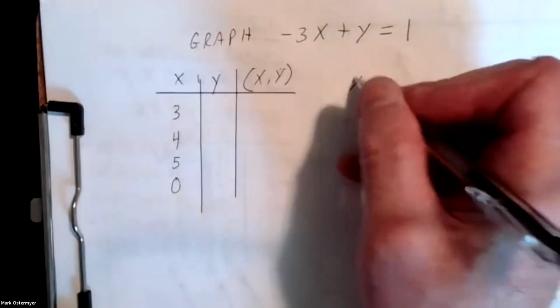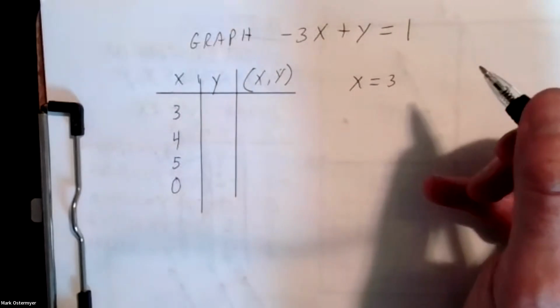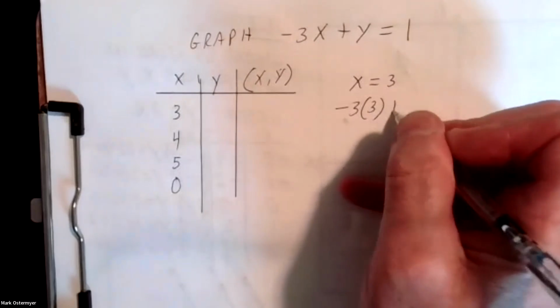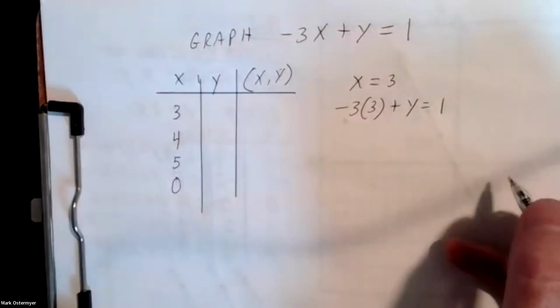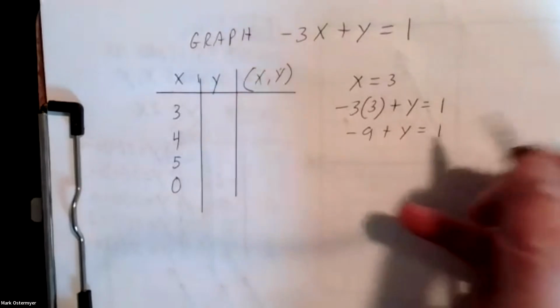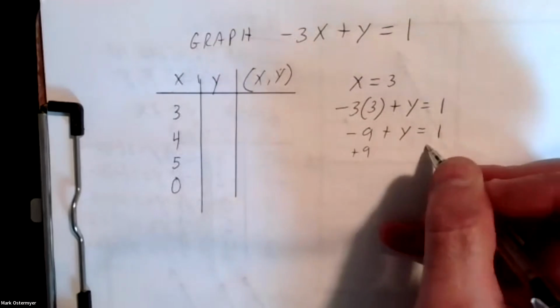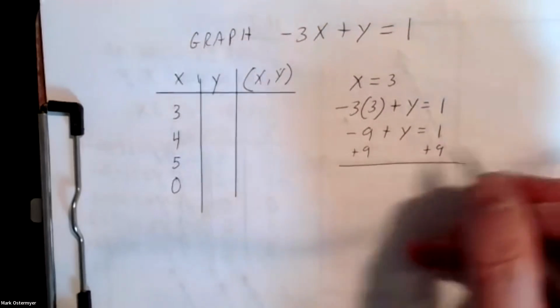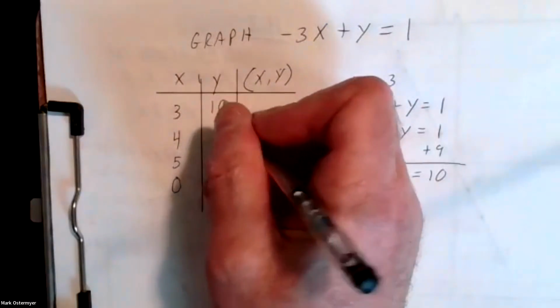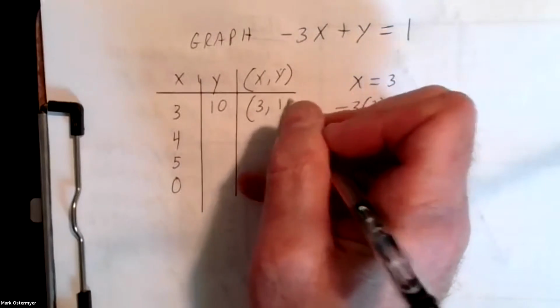All right, so if X is equal to 3, we have to solve for Y. So I put 3 in for the X variable into the equation, and now I have to solve this equation for Y. So we have negative 9 plus Y equals 1. To solve for Y, I add 9 to both sides, in which case I get Y is equal to 10. So I have one ordered pair solution, (3, 10). Good.